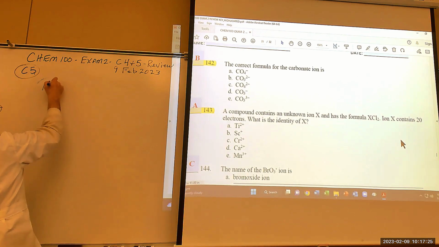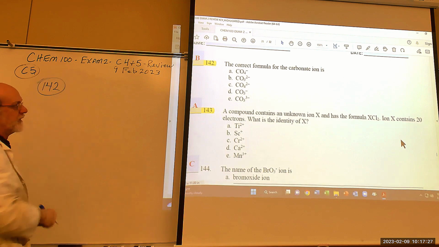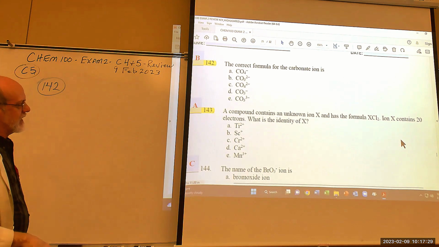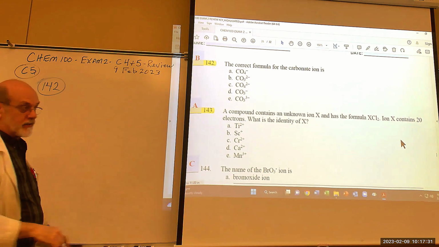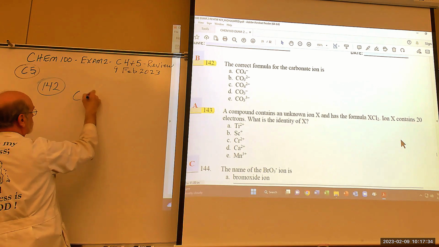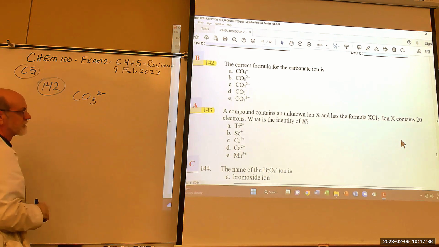142. The correct formula for the carbonate ion. That was given to us earlier. You just look that one up. CO3 2-.